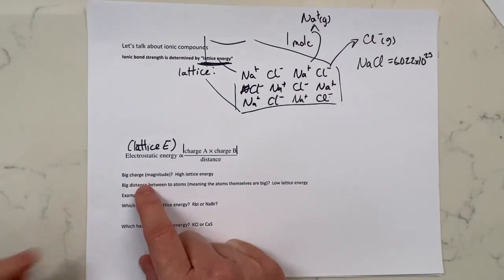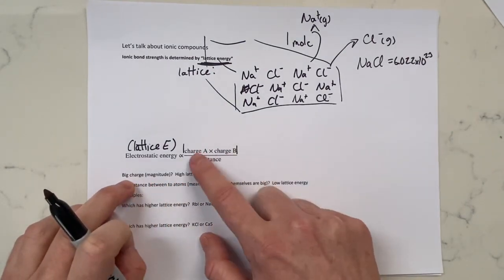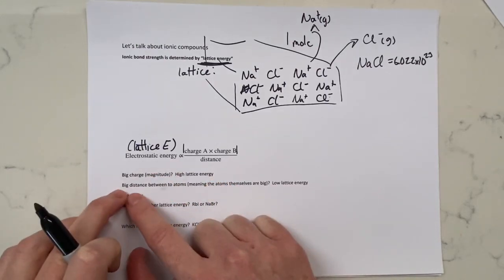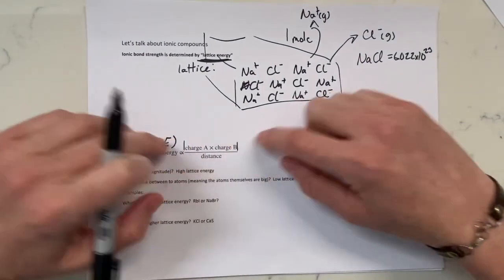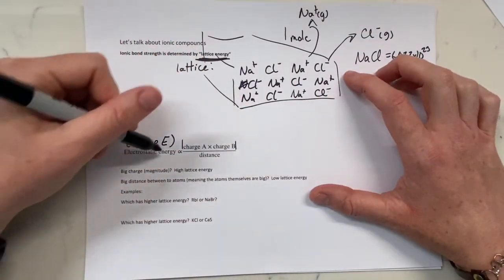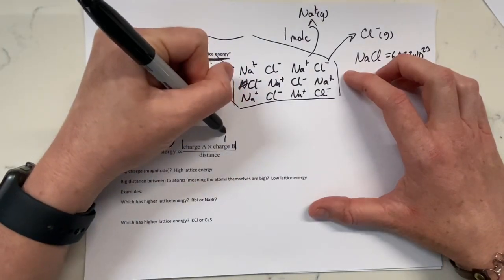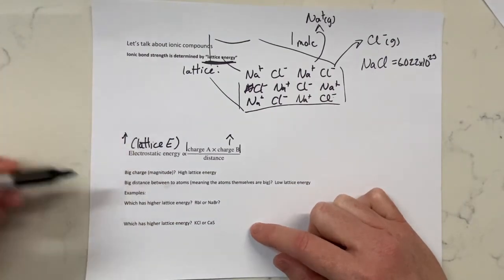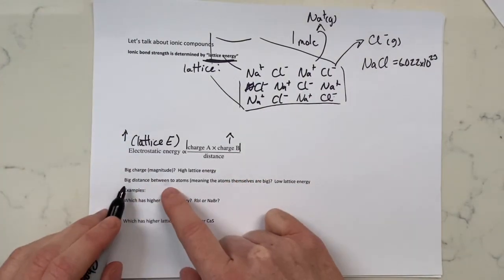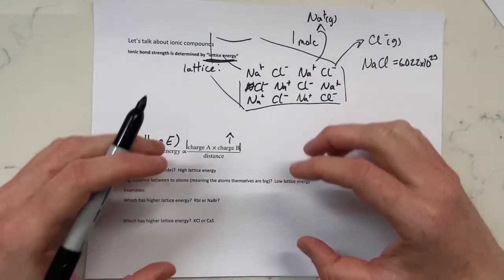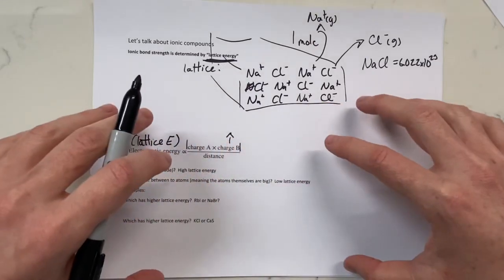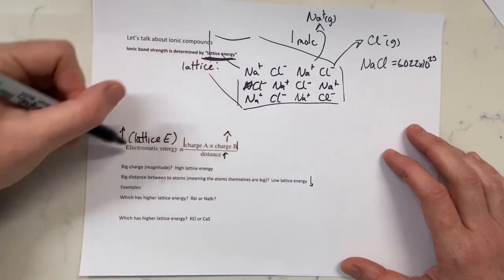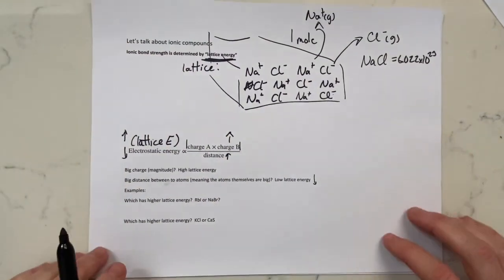So if you have something with a big charge, it's going to have a high lattice energy. In other words, if the charges go up, then you'll have a high lattice energy. But with a big distance between the two atoms, in other words, if you have two atoms that are really big, you're going to have a low lattice energy because the distance goes up, so the electrostatic energy must go down.